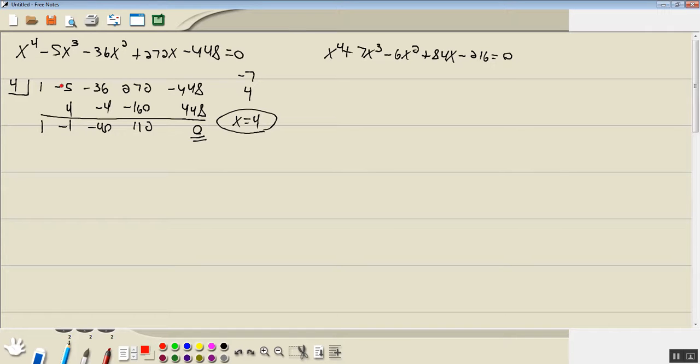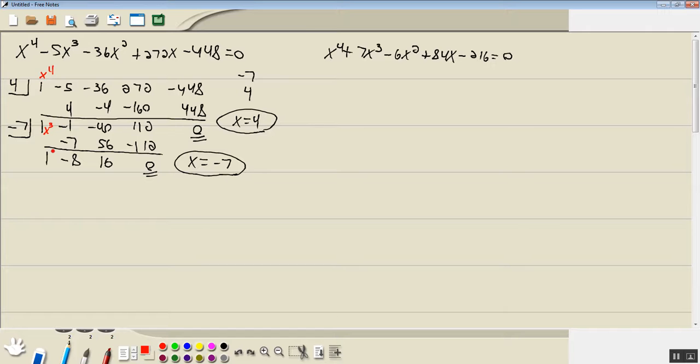Now we started out with x to the 4th. We're now down to x to the 3rd. And we're going to plug in the other answer the calculator gave us, which was -7. And you plug it in the line you just found. So I'm going to add, multiply, add, multiply, add, multiply, and add. And we get another 0. Which means x equals -7 is our second answer.